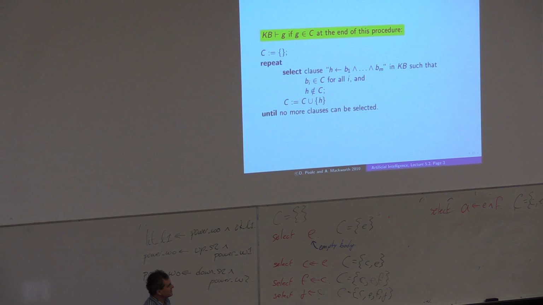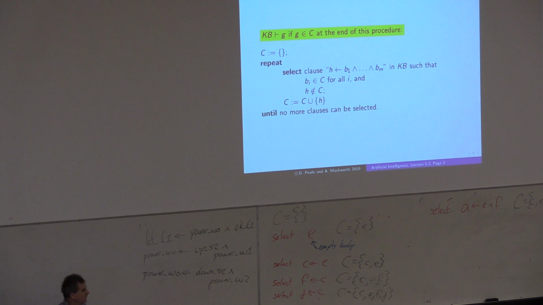Now, because H is an element of C, there must be some clause of the form H if B1 and ... Bm, where B1 down to Bm are in C, because that's the only way we could add H to it. The only way we could add H is by having some rule. That's the only way we can add any element to C, if all the bodies are elements of C, and then we can add H to it.